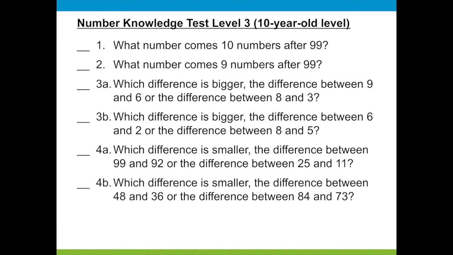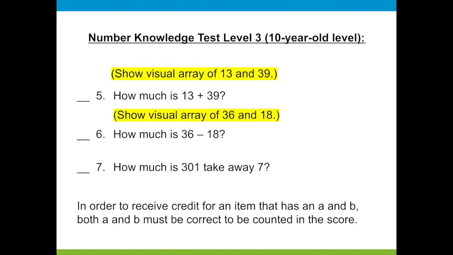Questions 3 and 4 require students to hold more information in their head than they previously had to, so it is again reminded to you to be cognizant of the speed at which you are reading the questions, and if needed, repeat the questions. You will again need 2 of the visual arrays for questions 5 and 6 at this level. When you complete the test, total all correct answers to calculate the raw score.